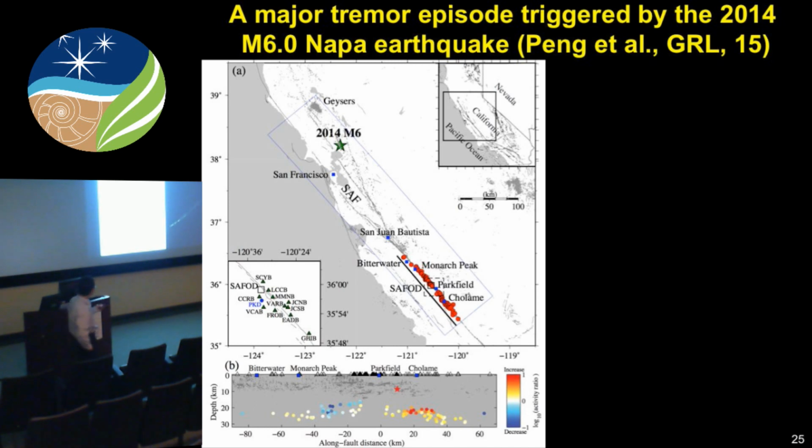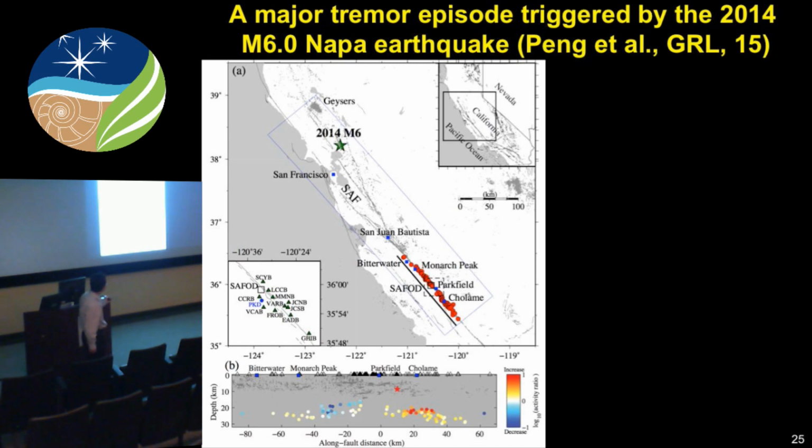Okay, and those events, what you see previously, are considered to be, we have a name called low frequency earthquakes. The reason that we call them low frequency is because if you look at the frequency characteristics, it doesn't have as much high frequency as compared with regular earthquakes.